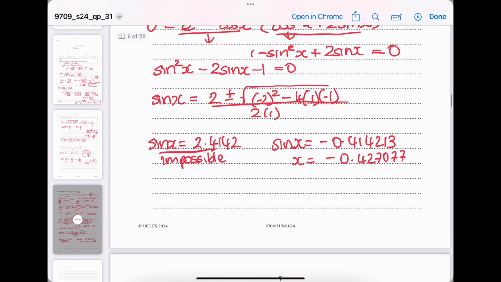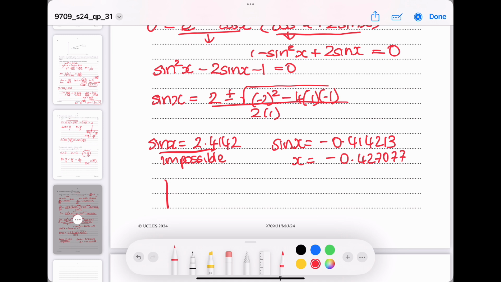Again, how you do this is up to you. I like to sketch my sine graph. Oh gosh, it's not great. So the value I found is just here. My values I'm looking for are over here. So I know that this value is representing 0.427, which means that this value here would also represent 0.427, as does this one.